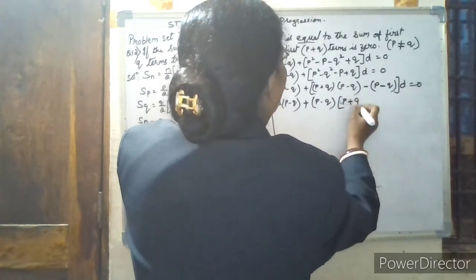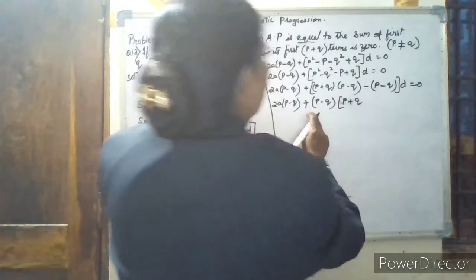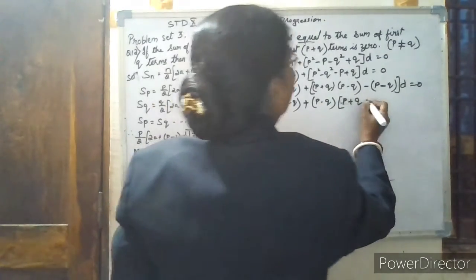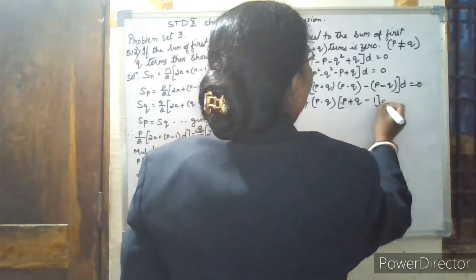In this P plus Q, P minus Q has gone out, and here P minus Q has gone out as common. So minus 1 into D is equal to 0.